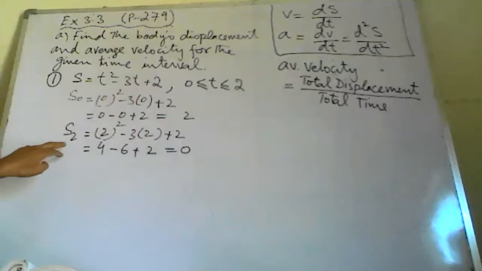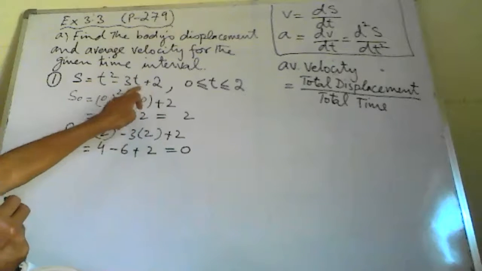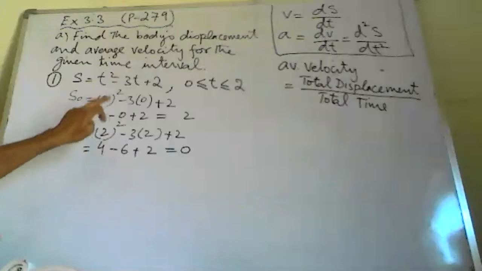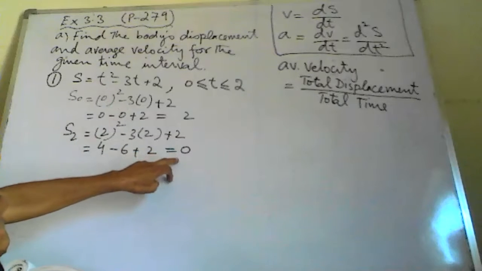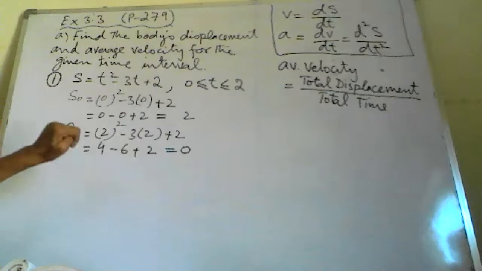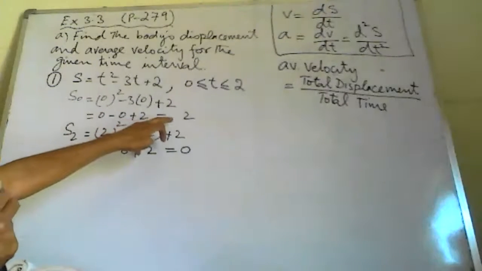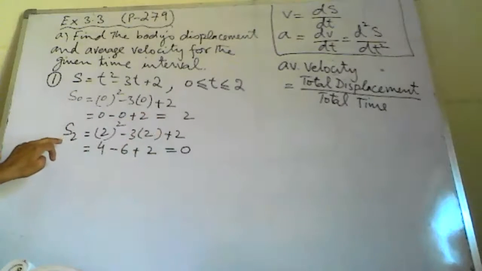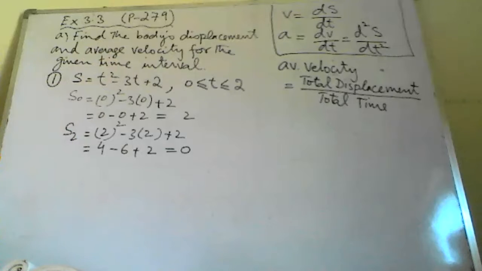When t is 2, s2 will be equal to 2 square minus 3 into 2 plus 2. So 2 square will be 4 minus 3 into 2 will be 6 plus 2 will be 0. So when time is 0, the displacement is 2. When time is 2, s2 will become 0. So the actual displacement the body traveled.